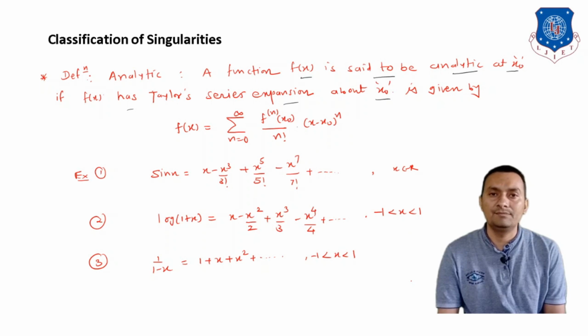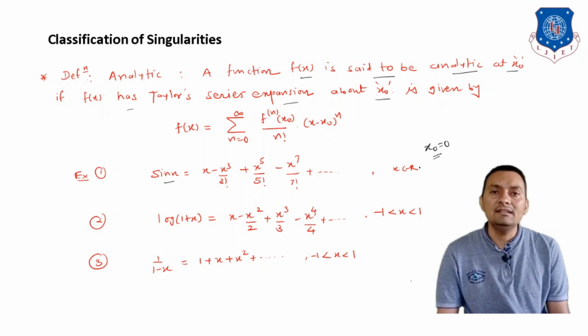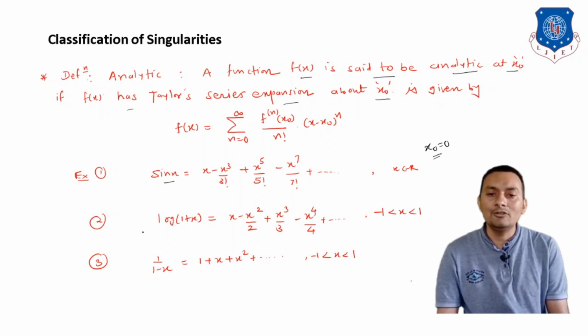Let us see the sin x function. We all know its expansion is x minus x cube divided by 3 factorial plus x raised to 5 divided by 5 factorial and so on. This is the Taylor series about x0 equals 0. That means this representation is the Taylor series about the origin, and therefore x0 equals 0 is an analytic point. The same argument we can also give for log of 1 plus x.